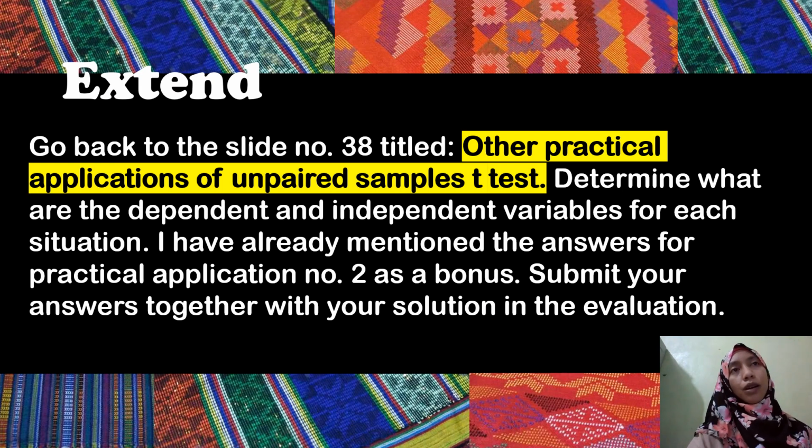For the extend part, go back to slide number 38 titled Other Practical Applications of Unpaired Samples t-Test. Determine what the dependent and independent variables are for each situation. I have already mentioned the answers for practical application number 2, if you were listening. Submit your answers together with your solution in the evaluation.